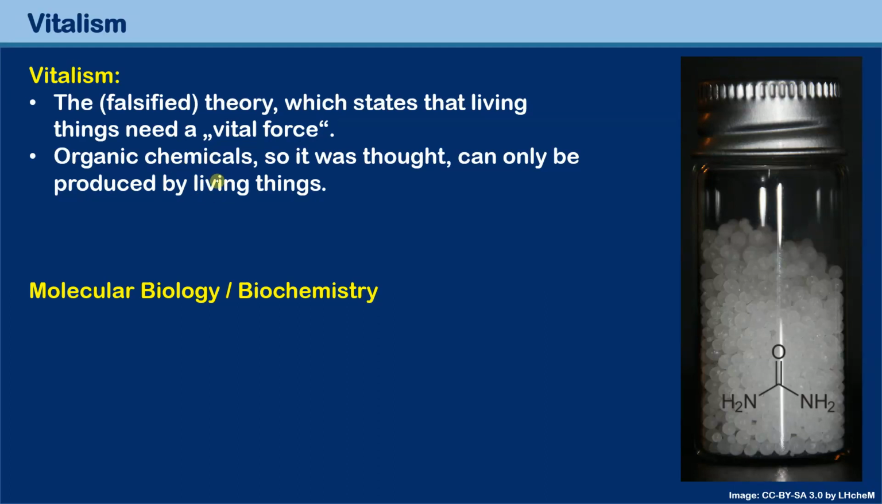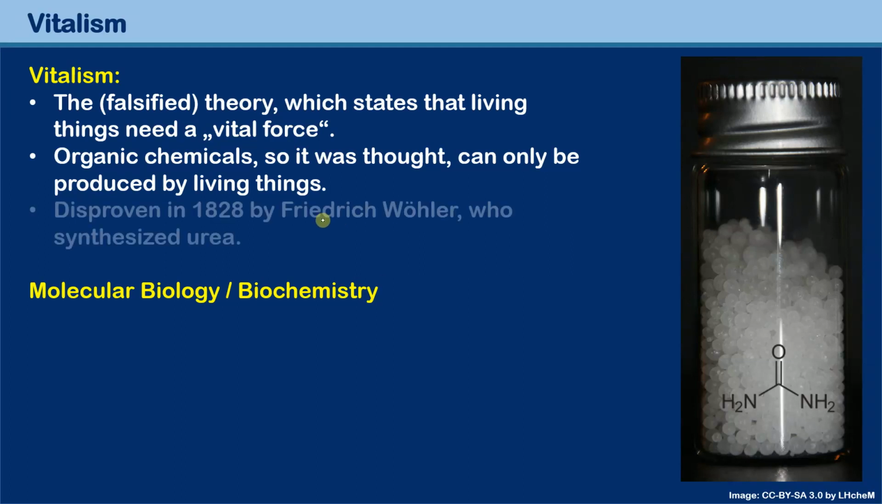So they thought, well, all organic substances can only be produced by living things, and this theory was thought to be correct until in 1828, a person called Friedrich Wöhler synthesized urea artificially. And this is an organic substance. And over here I have a chemical formula for urea. You have over here crystallized urea in a bottle. And it can be artificially made.